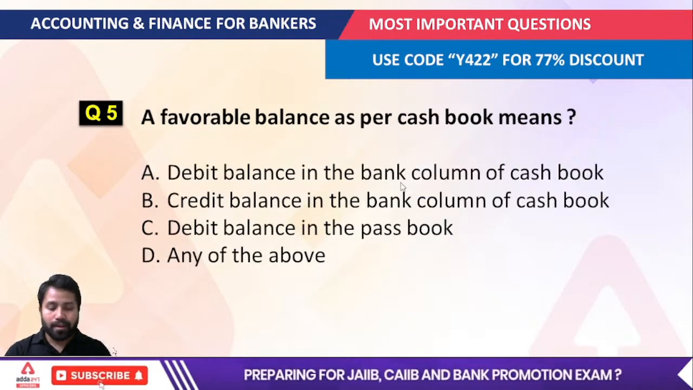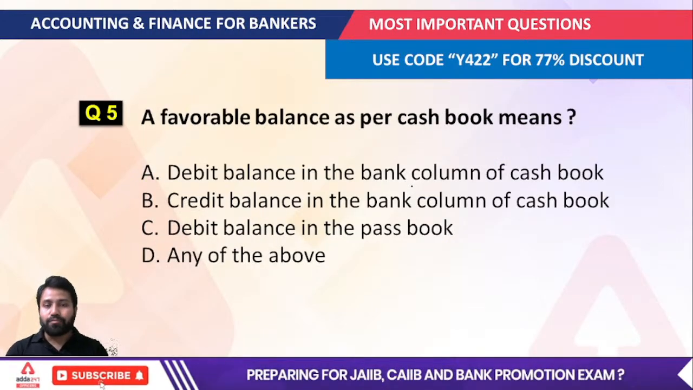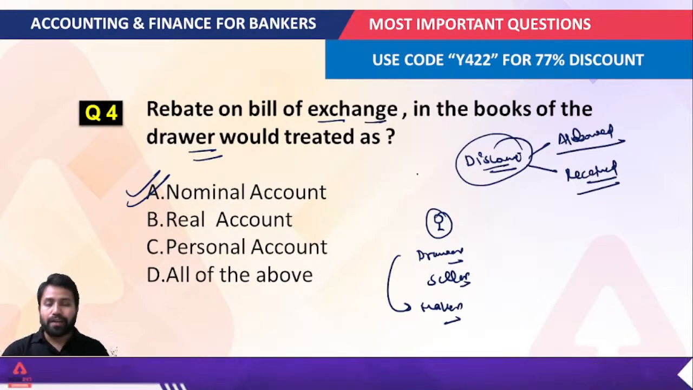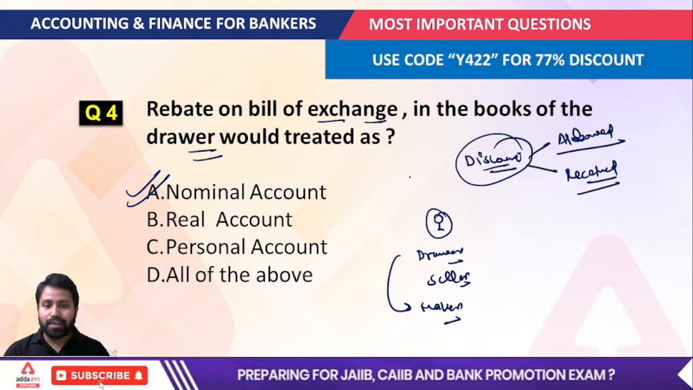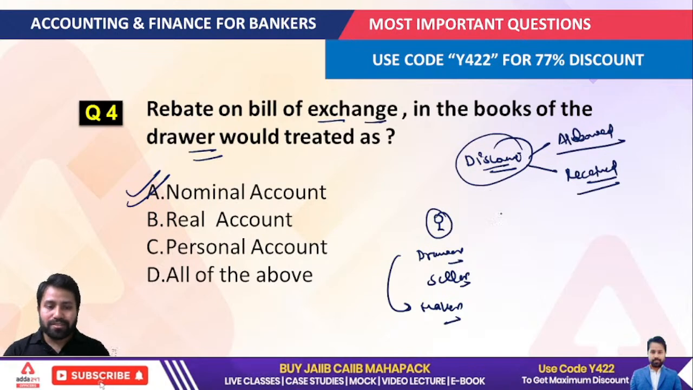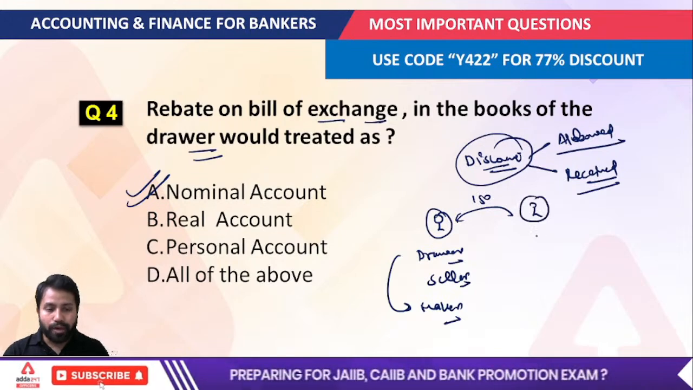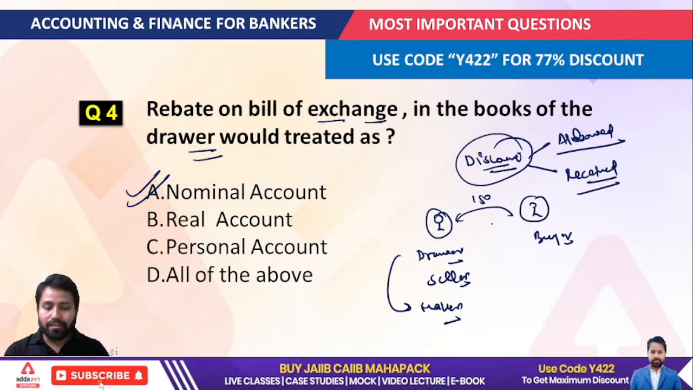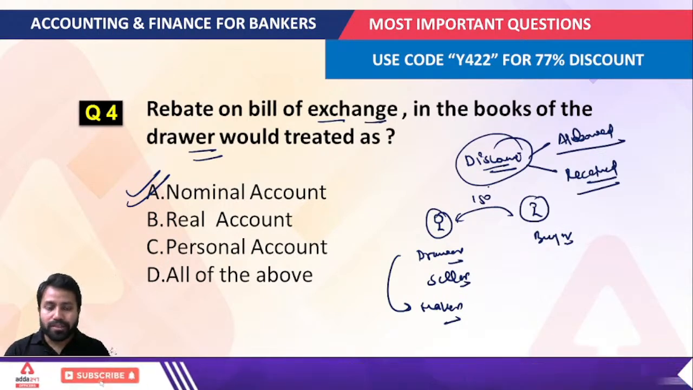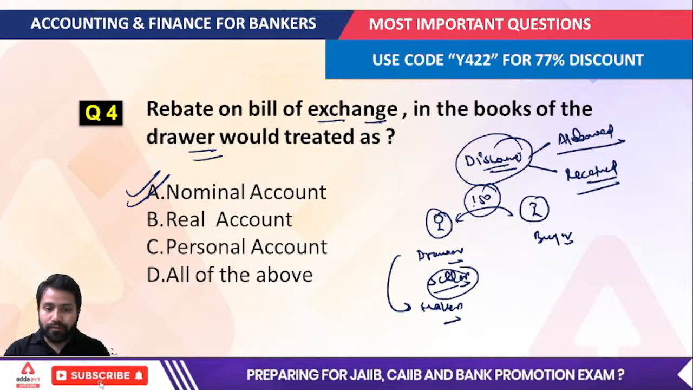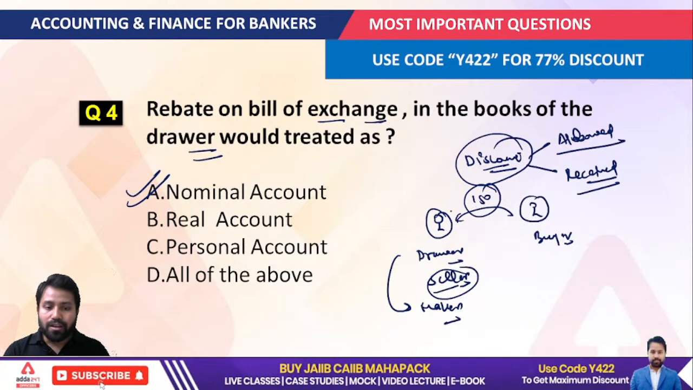Next question. A favorable balance as per the cash book means. Look, this is a very important thing whenever you find this kind of question in the examination. If I talk about discount allowed, suppose the seller wants to receive 150 rupees from the buyer, against whatever goods were sold by the seller.